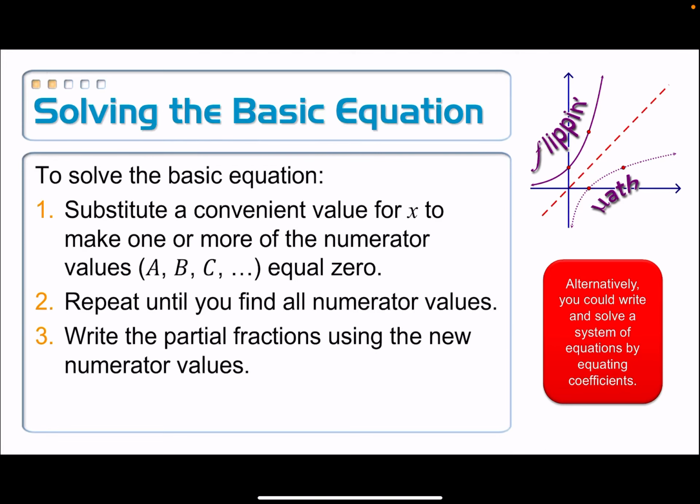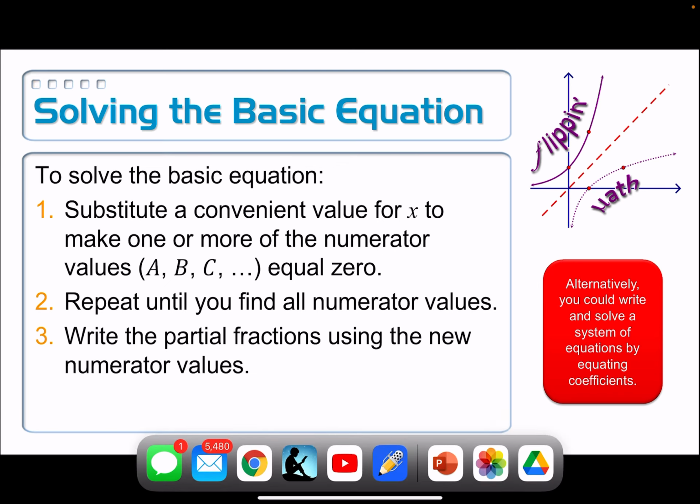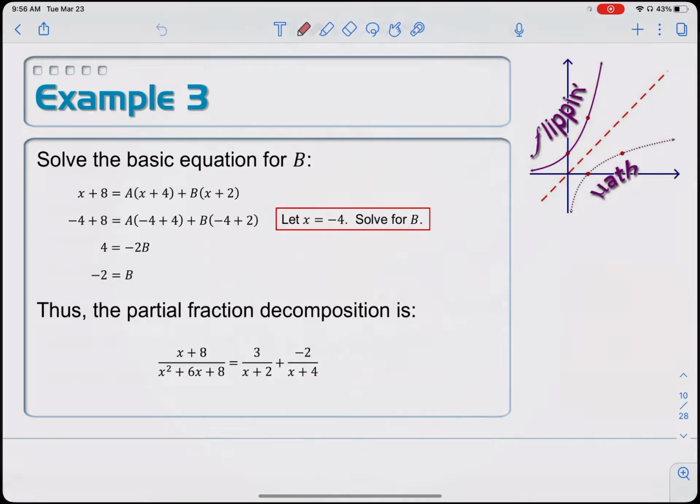All right, I had just explained that the most efficient way to solve the basic equation for your A, your B, and your C is to just substitute some convenient values in for x to make things disappear, make it equal to 0. However, there is an alternative way which involves equating the coefficients and then writing a system of equations. This one's the preferred method whenever the partial fraction decomposition gets really complicated, and it'll always work. It's foolproof, and it takes out some of the guesswork for sure. So let me show you what this looks like here.